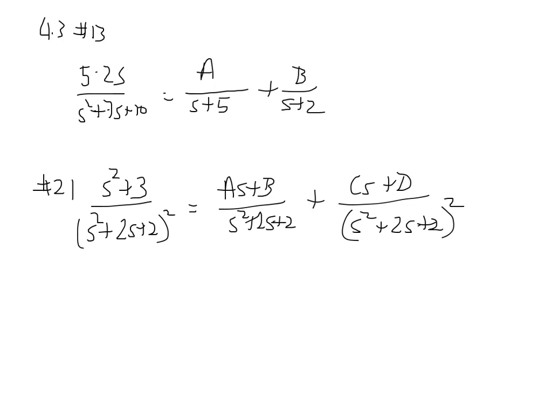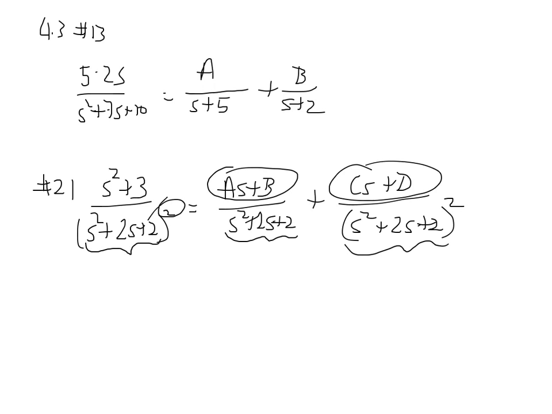The second one, number 21, is kind of confusing. This s squared plus 2s plus 2, that's quadratic, which doesn't factor. So it's quadratic, that doesn't factor, that means I have to have linear on top. But since it's got the square there, that means it's repeated, so I need a repeat. So I need another linear on top. So that's how you're going to set that one up.